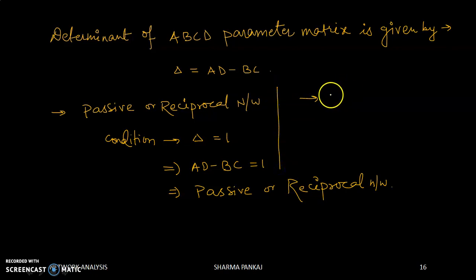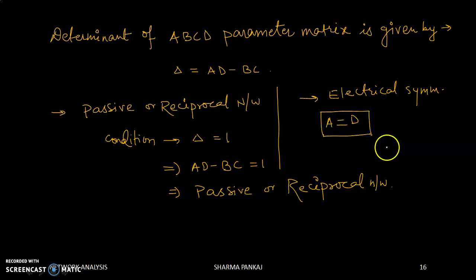Next, the condition for electrical symmetry. For any network to have electrical symmetry, one thing must be satisfied, that is A must be equal to D. That is, the diagonal elements of the matrix, A, B, C, D, must be equal to each other. A must be equal to D for the condition of electrical symmetry to be satisfied.